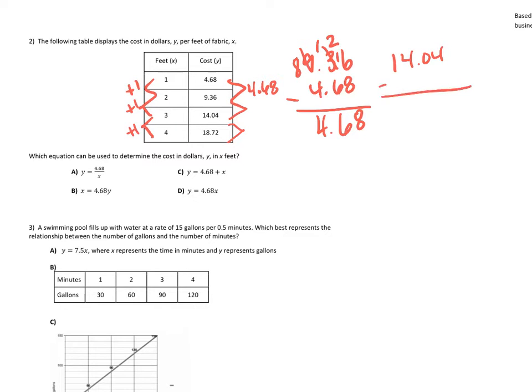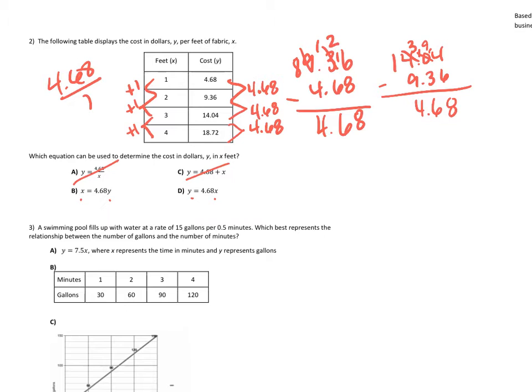14.04 minus 9.36. $4.68. So it looks like it's adding 4.68. So that means our change in Y is 4.68 over our change in X, which just makes it 4.68. So that is our slope. Okay, so these look like what we want, B and D, but look, this is X and this is Y, this is Y and this is X. We want it in Y equals MX or KX form, so we're going to go with answer choice D.